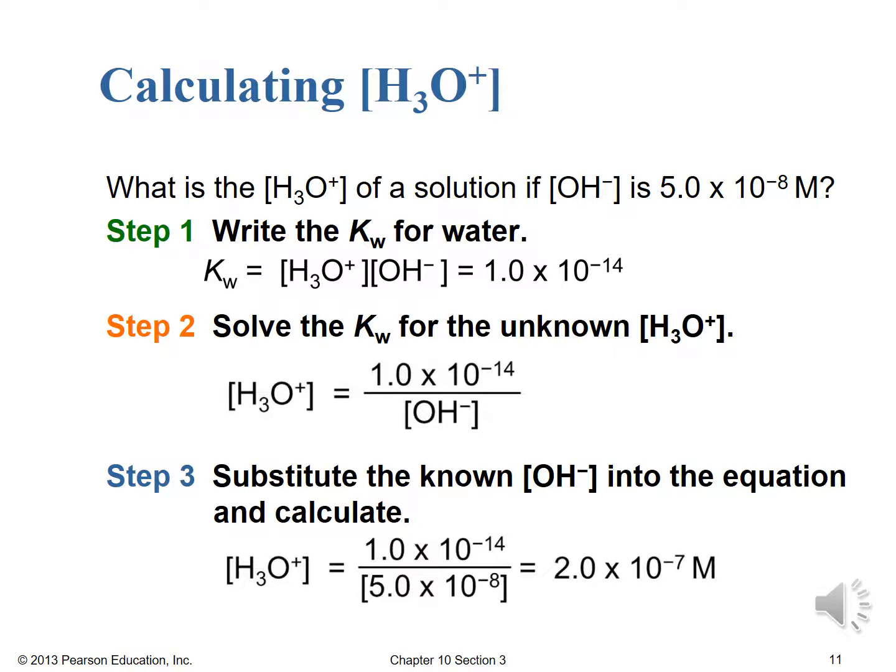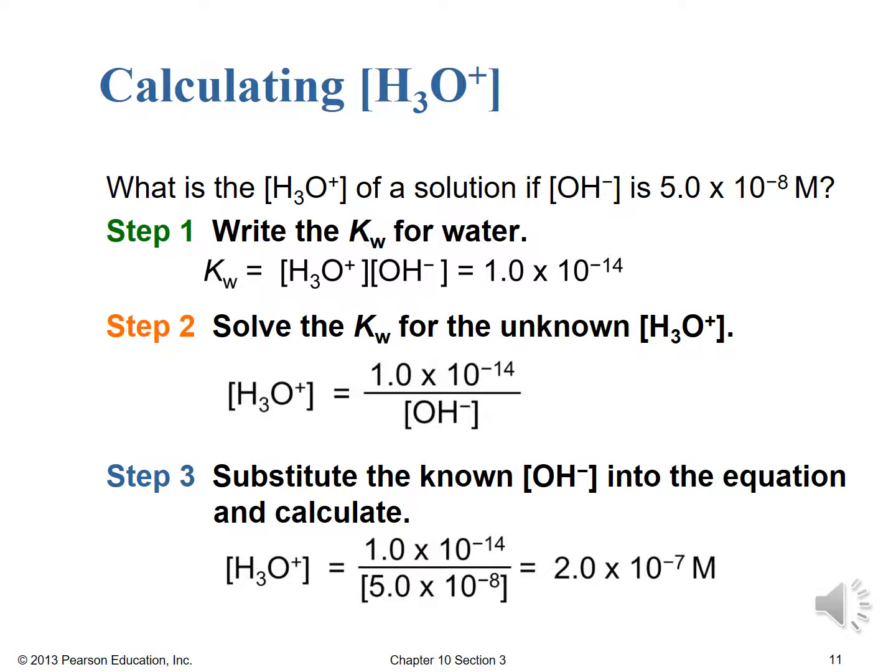molar? So based on that value, the OH- concentration is less than the OH- concentration of pure water, which is 1.0 times 10 to the minus 7. Now we're less than that, 5.0 times 10 to the minus 8. So we know that we're expecting an H3O+ concentration that's greater than 1.0 times 10 to the minus 7 if our OH- is less than pure water.